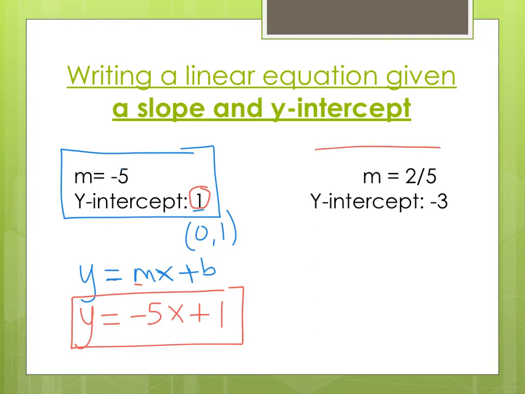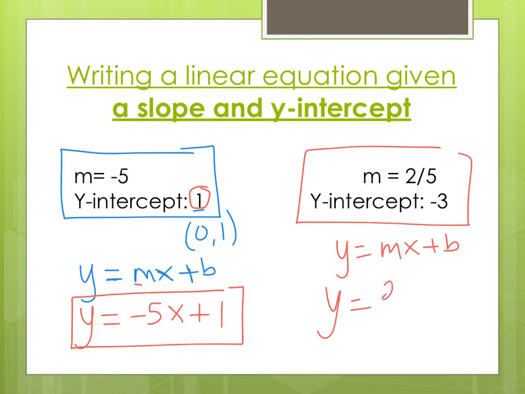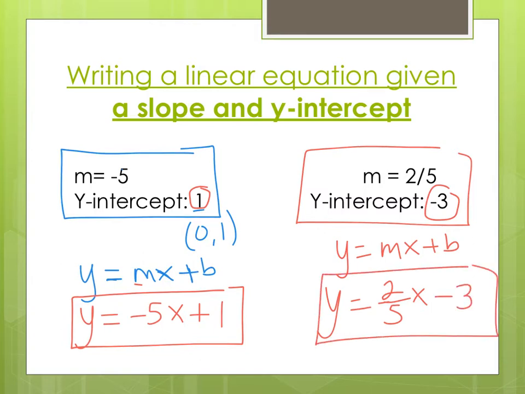And so if I'm given a slope of 2/5 and a y-intercept of -3, if I write out my slope-intercept form first, that means my m value is going to be 2/5, so it'll be 2/5 x. And then since the b value is -3, I'm just going to put -3 at the tail end, and that's it. That would be the equation of that line.